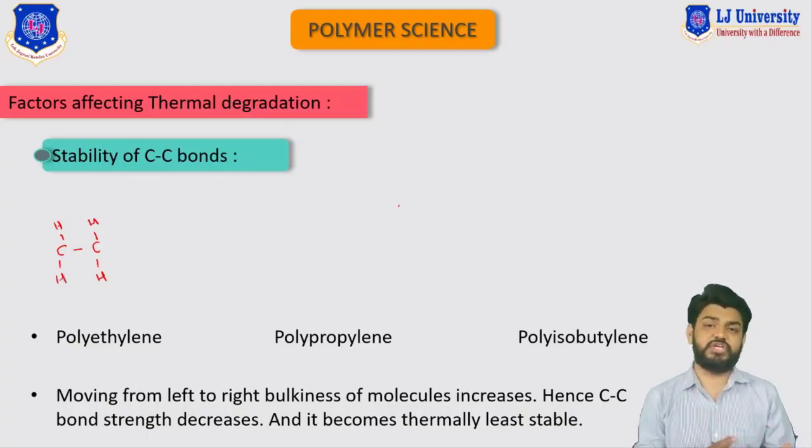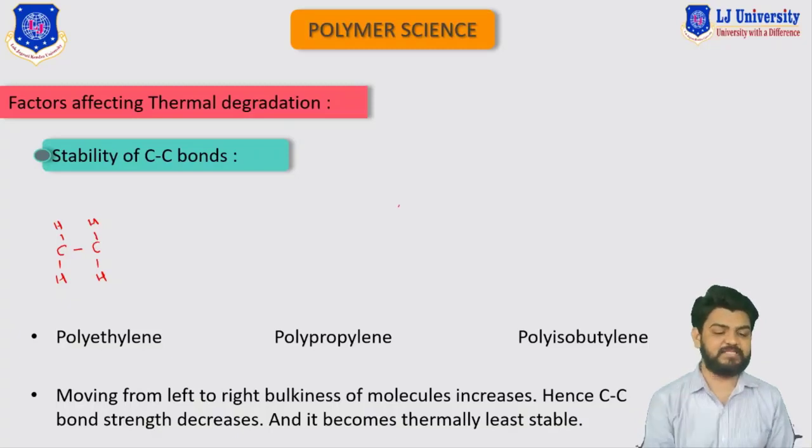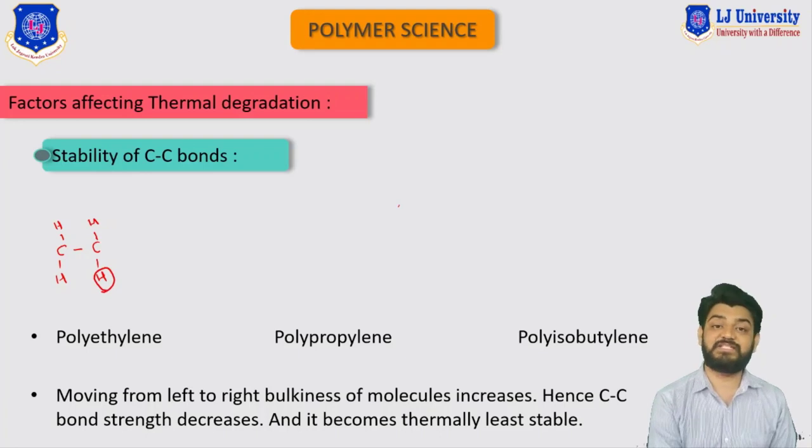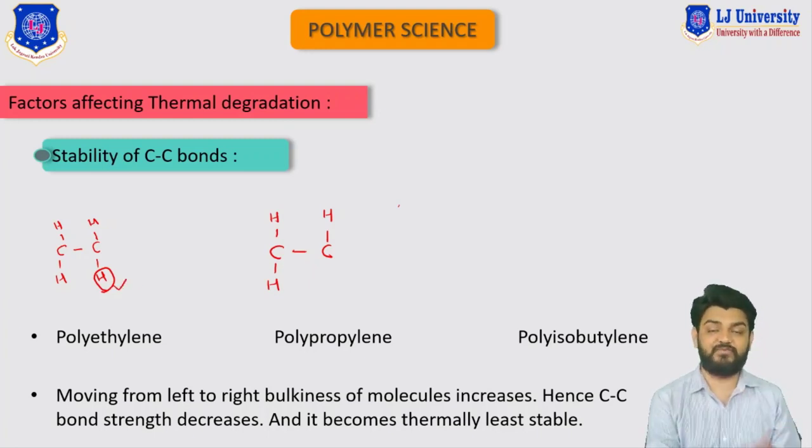Now the structure of polypropylene can be explained as follows: if I replace this specific hydrogen with a CH3 group, it will become polypropylene like this. Here we have two carbon atoms. This carbon is attached with this hydrogen. Here we have one more hydrogen and here we have one more hydrogen. Now this specific hydrogen has been replaced with this CH3 group in order to have polypropylene. So here we have the CH3 group.